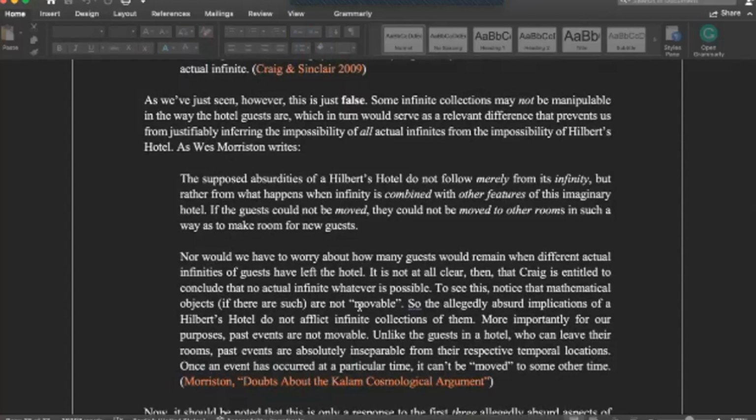To see this, notice that mathematical objects, if there are such, are not movable. So the allegedly absurd implications of a Hilbert's hotel do not afflict infinite collections of them. More importantly for our purposes, past events are not movable. Unlike the guests in a hotel who can leave their rooms, past events are absolutely inseparable from their respective temporal locations. Once an event has occurred at a particular time, it can't be, quote-unquote, moved to some other time.